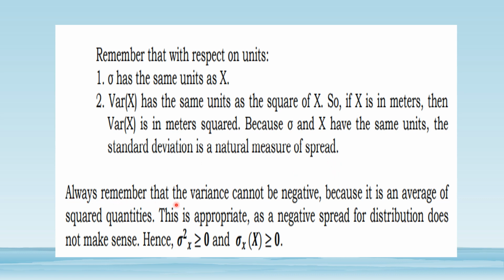Always remember that the variance cannot be negative, because it is an average of squared quantities. This is appropriate, as a negative spread for a distribution does not make sense. Hence, the variance is greater than or equal to 0 and standard deviation is greater than or equal to 0.